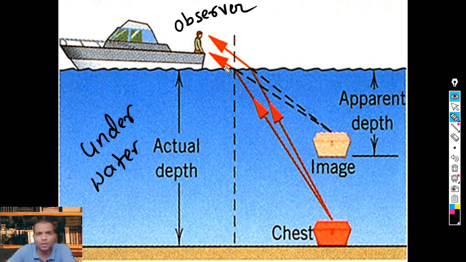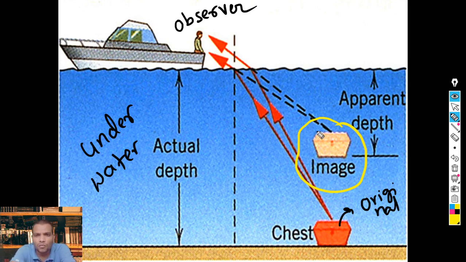If we look at this chest, what is really happening is that the position of the chest changes. Suppose this is the original position, but it appears to be here. So why is it like that? Why has the position of the object underwater changed? What could be the reason? That reason is because of refraction.